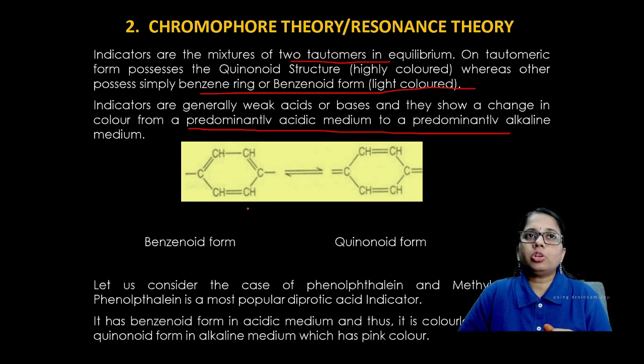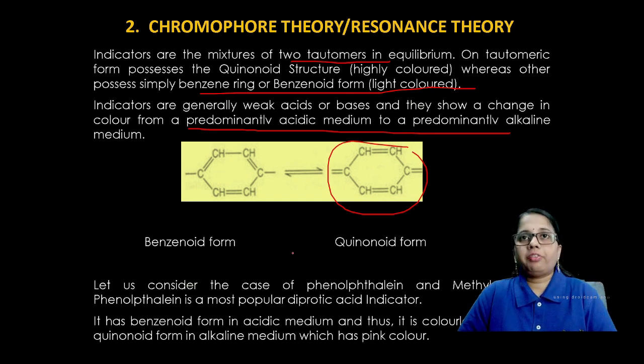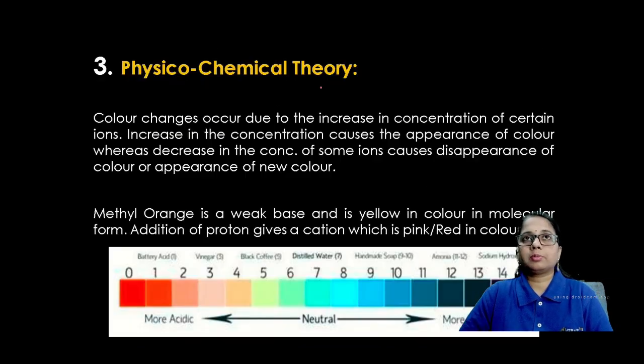So it has the benzenoid form in acidic medium and thus it is colorless, while it has the quinonoid form in alkaline medium, which is pink in color. Okay, so this is the difference in the tautomers. This is what they have given in this resonance theory. This is also called the chromophore theory or quinonoid theory, because the tautomers are going to give you the different color changes at different pH values.